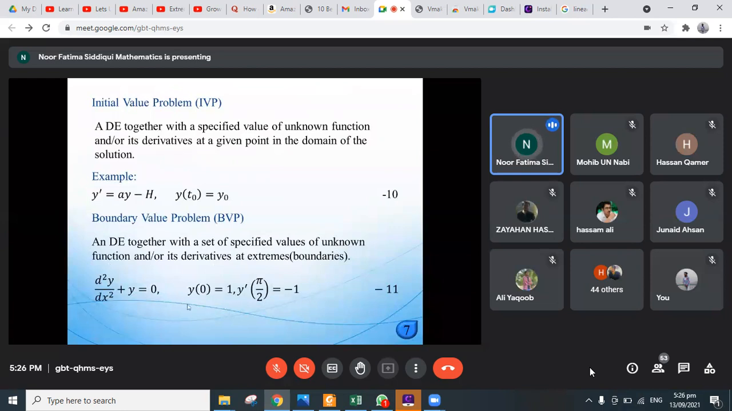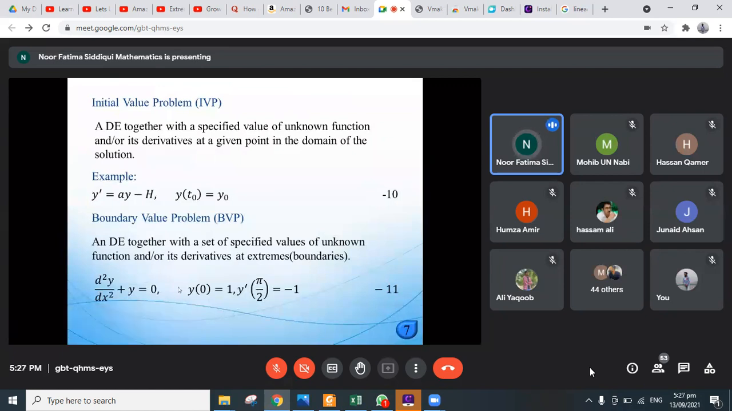Just like here, in another example, a differential equation is given. Along with the differential equation, two more equations are given in which y is given a particular value 1 when x is 0, and y prime is given a particular value -1 when x is pi by 2. If you observe, the dependent variable and its derivative are known at two distinct values of x. So we say it is a boundary condition, and boundary conditions along with the differential equation form a boundary value problem.